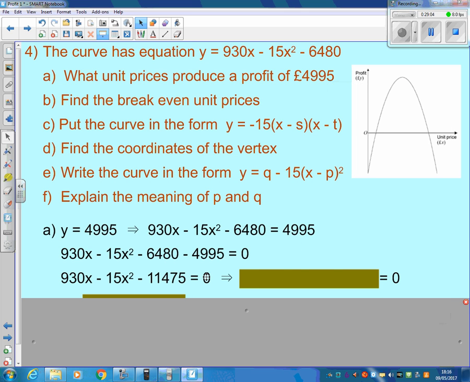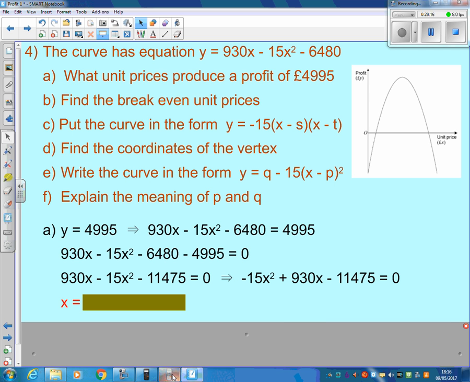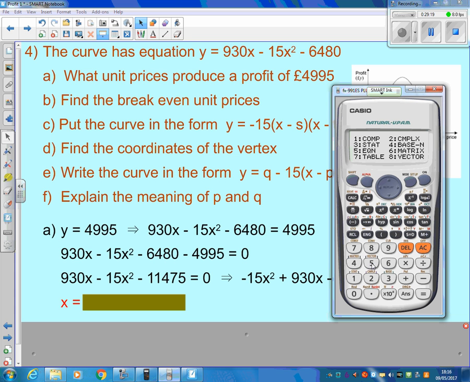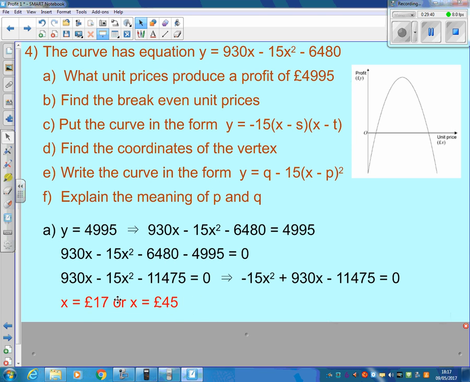And so we've got this. Let's put it in order. It's going to be minus 15x squared plus 930x minus 11,475 equals 0. Remember, get it equals 0. Then it's into your mode 5 and work it out. So this is the same as we've done before. Mode 5, 3, put in minus 15 equals 930 equals minus 11,475 equals, hit the equals: £45, £17. Okay, so if he sold it for either of those prices, he is then going to make a profit of £4,995. Next question.